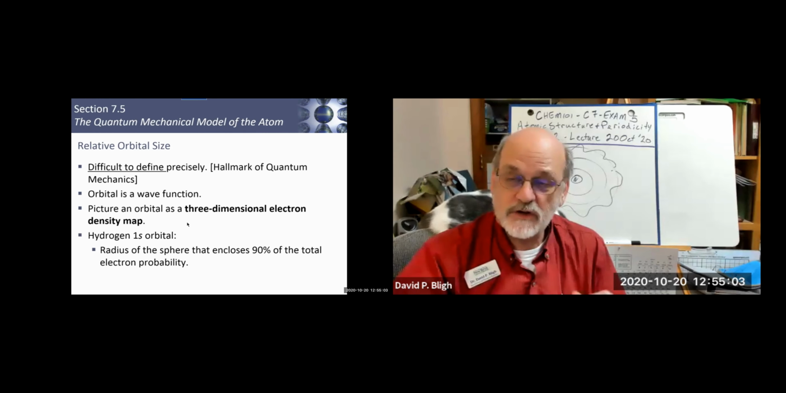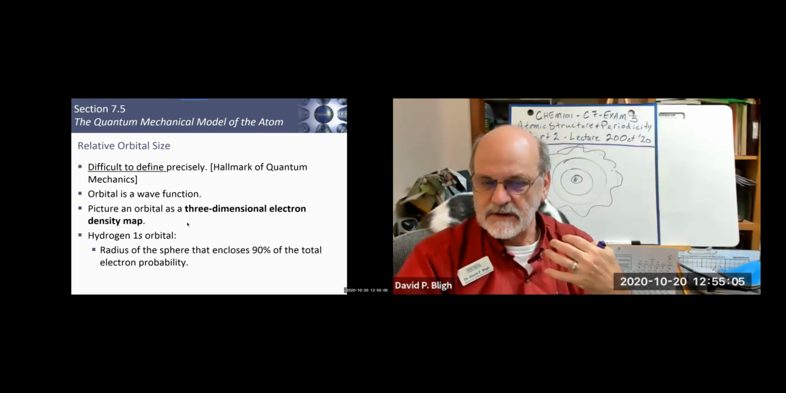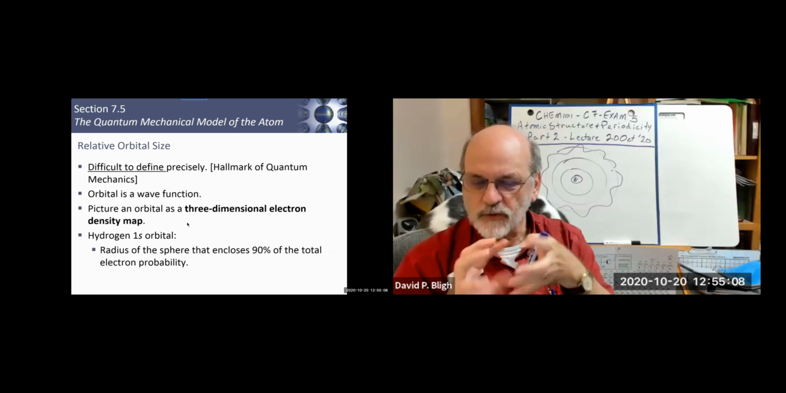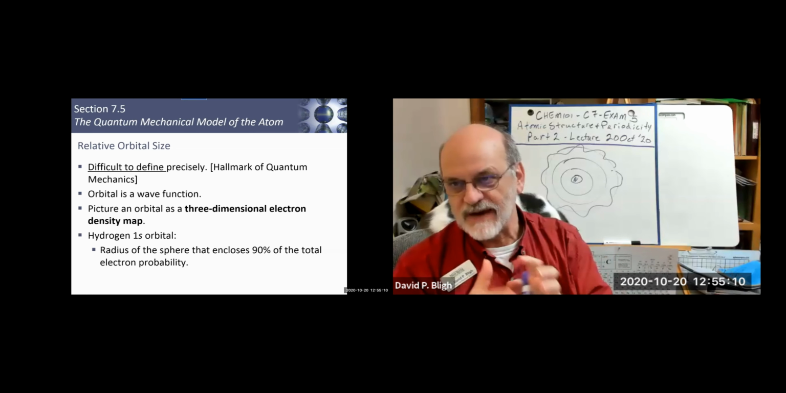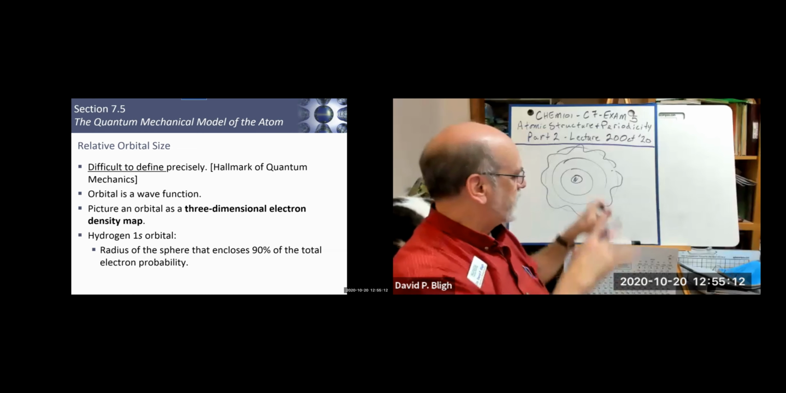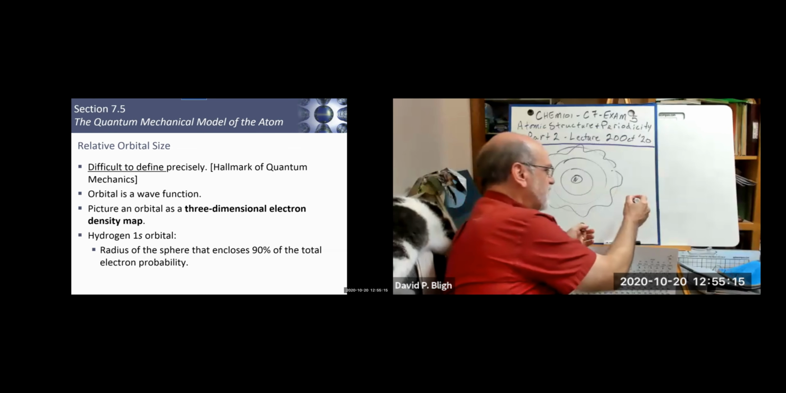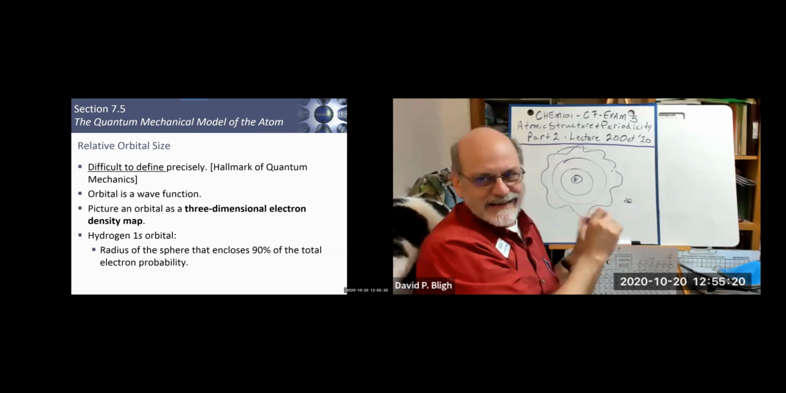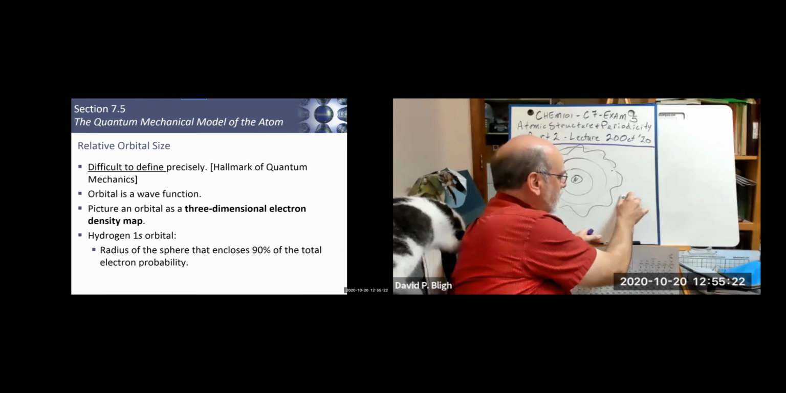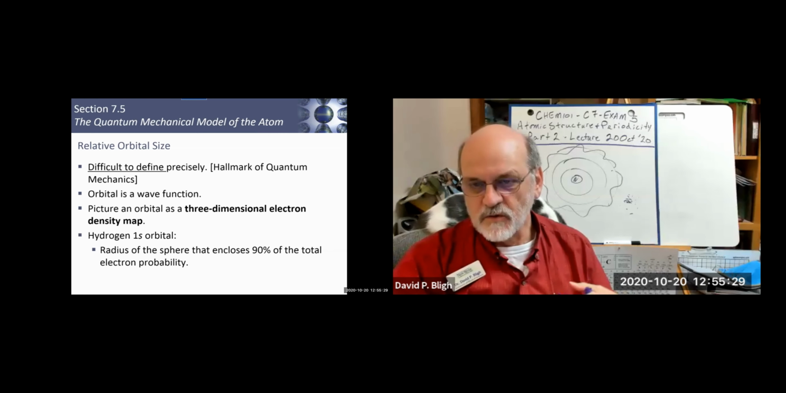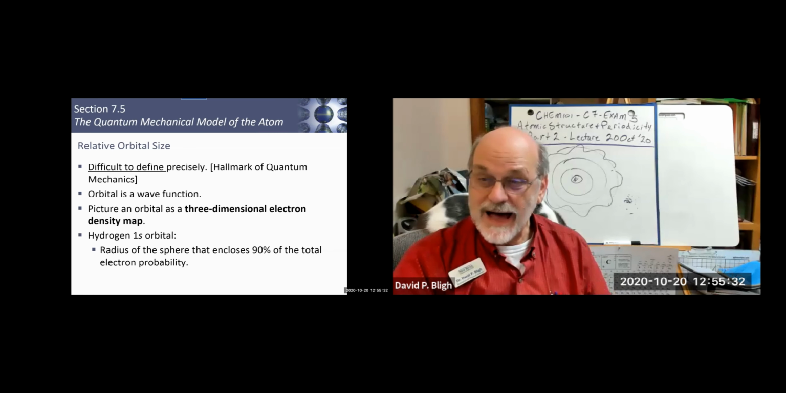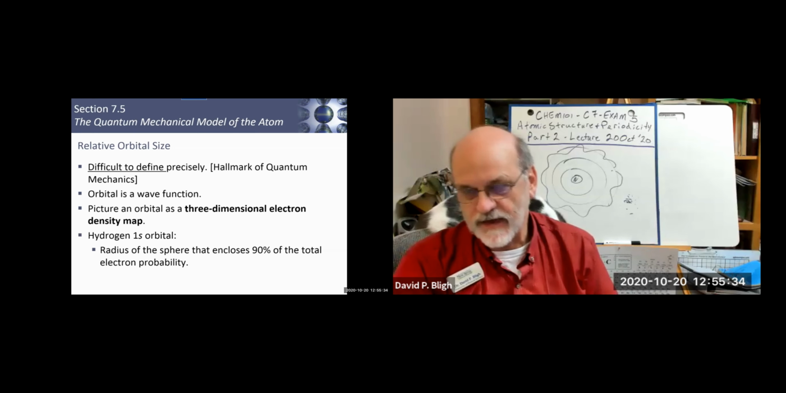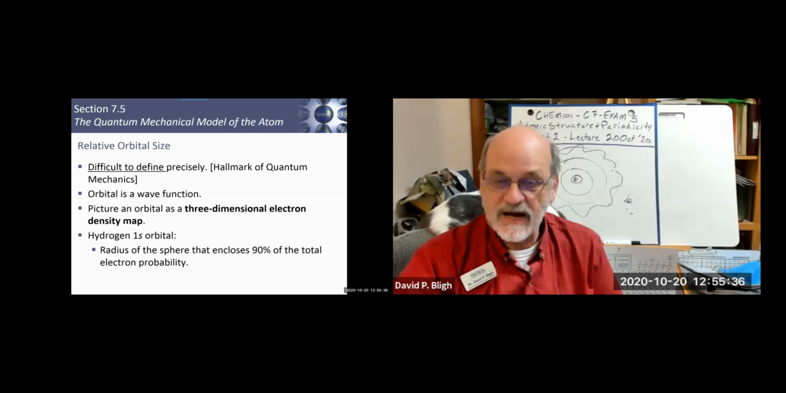It helps if you can visualize these orbitals as a three-dimensional sort of a density map. I can only show you in 2 dimensions here, but a density map would be like very high density there, lower density there. So it's like the number of dots per square inch would represent a higher probability of finding the electron in that space. That's what they mean by a density map.